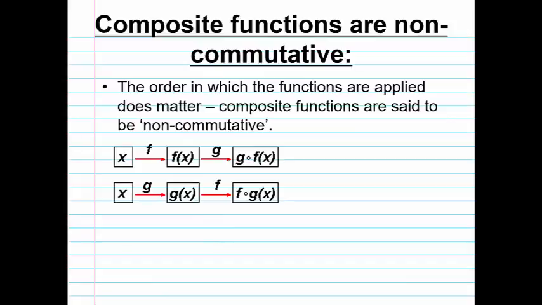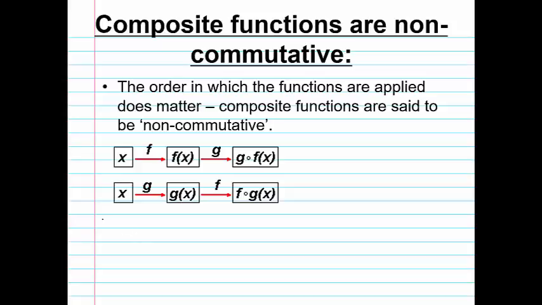Composite functions are non-commutative. This means the order in which the functions are applied does matter. For instance, if you have g of f of x and you start with x, it undergoes f, gives you f of x, goes to g, because this now becomes the input to it, gives you g of x. So the order does matter.